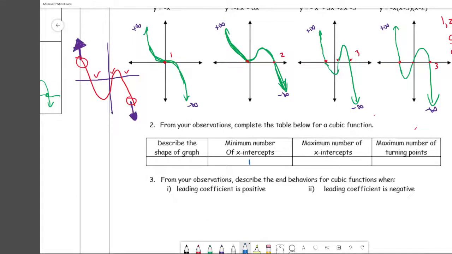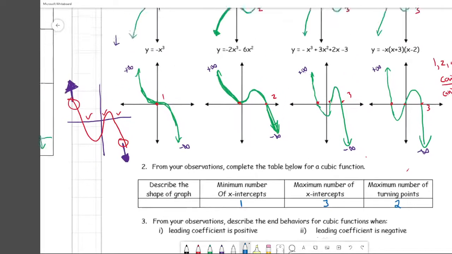The minimum number of x-intercepts is 1. The maximum number of x-intercepts is 3. Maximum number of turning points is 2. Let's count the turning points again just to confirm what I just said.